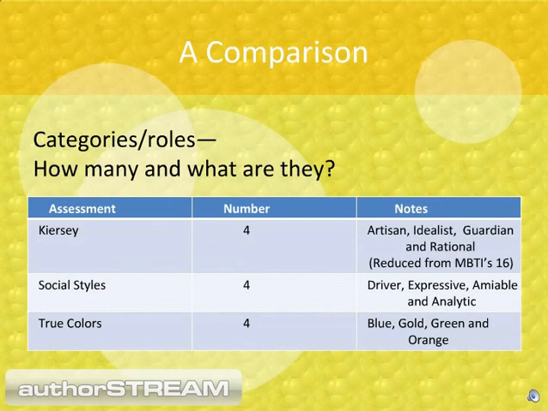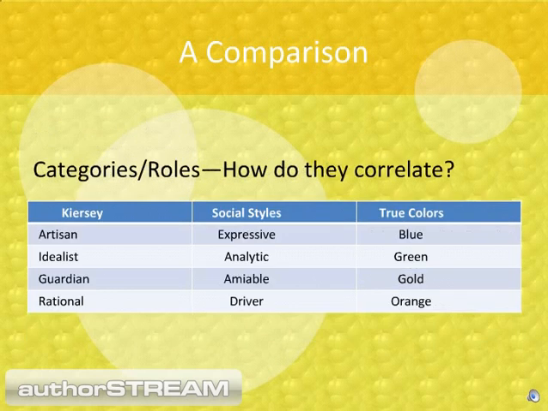All three assessments use 4 categories that correlate to the individual's basic thinking and behavior traits. The Keirsey model and Social Styles assign descriptive terms. True Colors, as its name implies, categorizes the roles by color. The 4 styles or roles in each of the 3 assessment tools have related counterparts in the other 2 assessment vehicles.